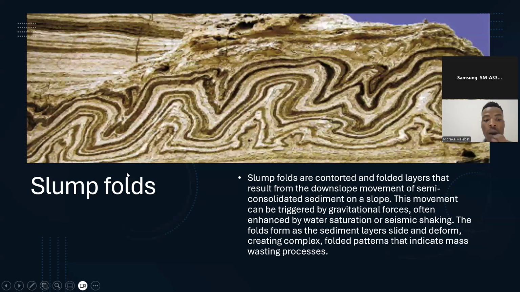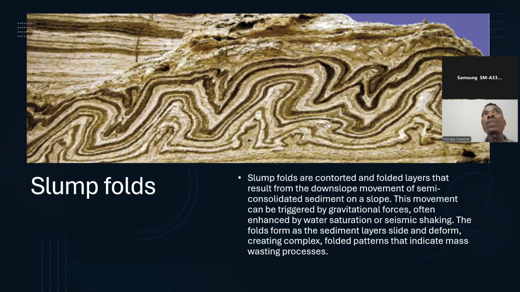We have the slump faults. There you can see these faults, contorted. Slump faults are contorted and folded layers that result from the downslope movement of semi-consolidated sediment on a slope. And these are still not consolidated, because remember I said in the beginning that soft sediment depositional structures happen when the sediments are still unconsolidated and still saturated with water.